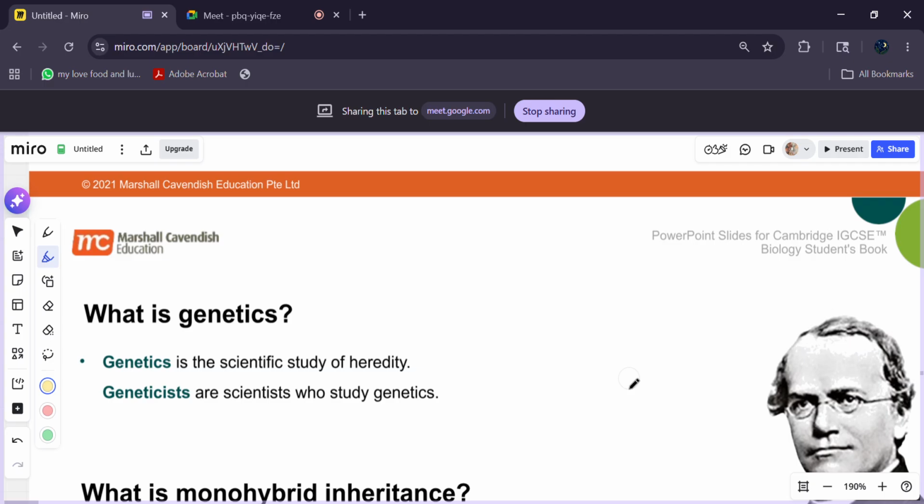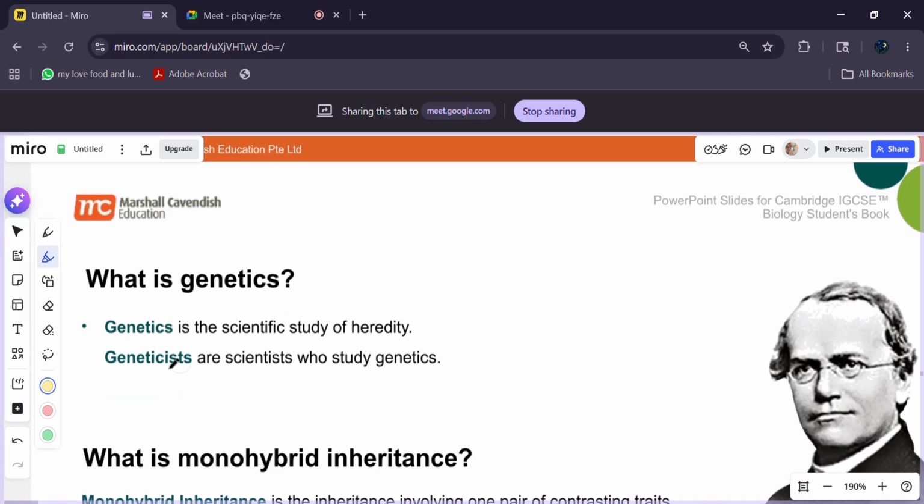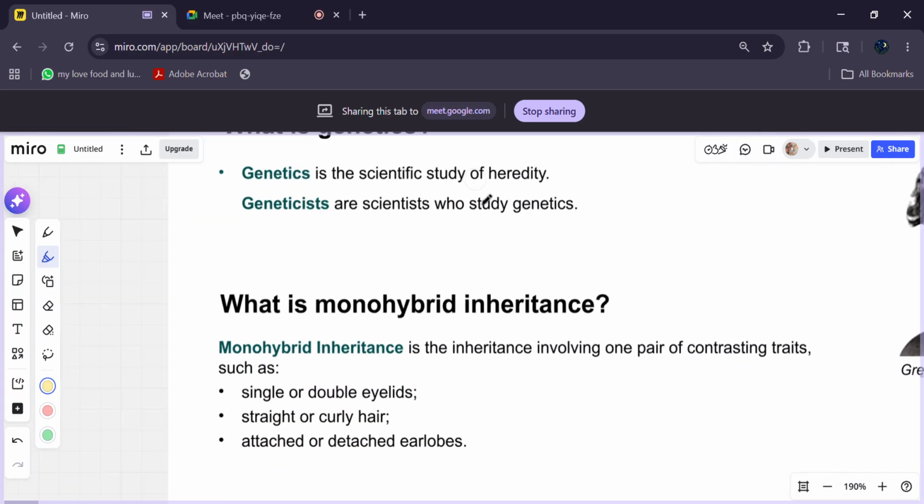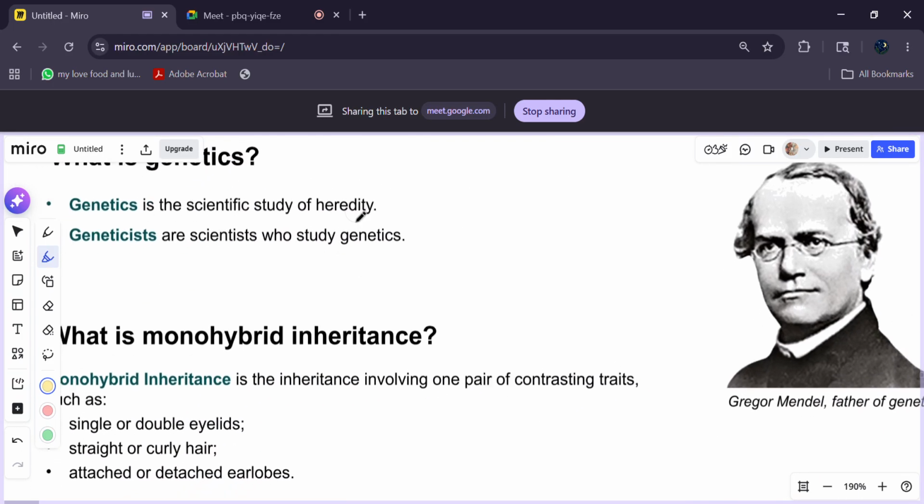What is genetics? Genetics is the scientific study of heredity, which is the traits. Heredity is the traits that you inherit from your parents. Scientists who study heredity are called geneticists. Geneticists are interested in how traits are passed on from parents to their offspring. So basically, geneticists are scientists who study genetics, and genetics is the scientific study of heredity.